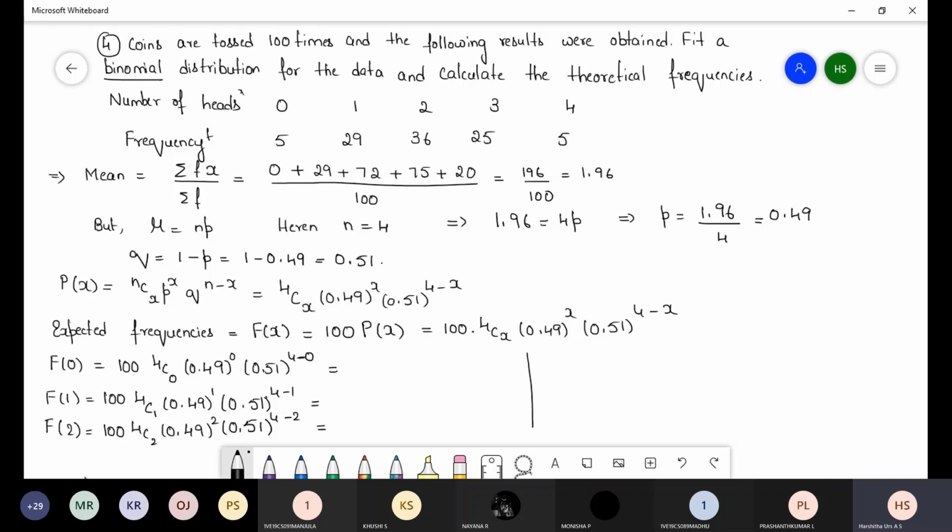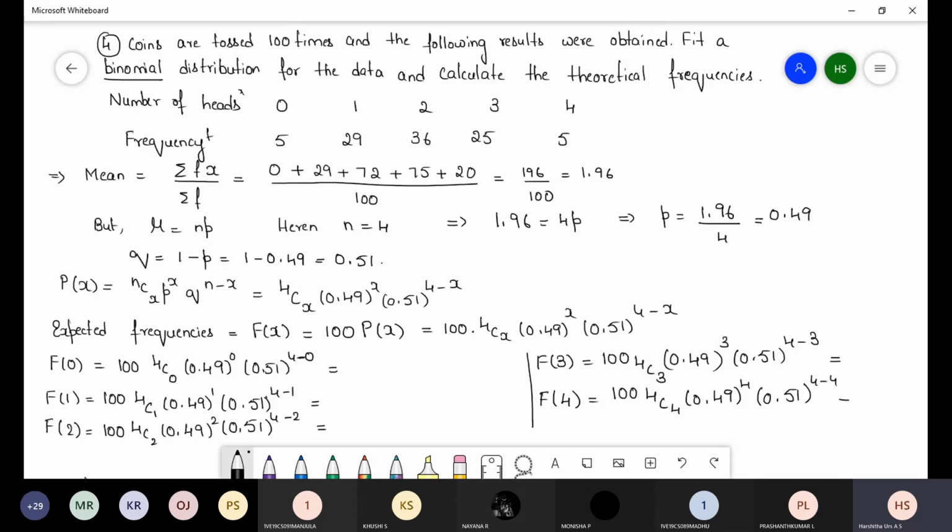Next value is f of 3: 100 into 4C3, 0.49 whole power 3, 0.51 power 4 minus 3. Last one f of 4: 100 into 4C4, 0.49 whole power 4, 0.51 power 4 minus 4.